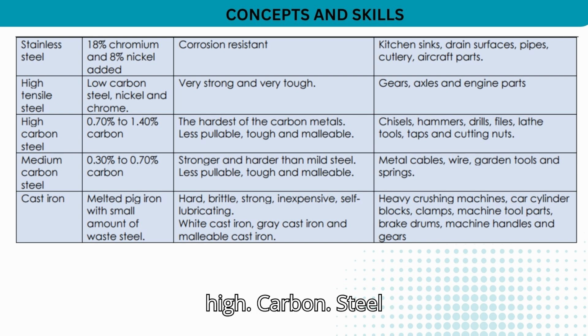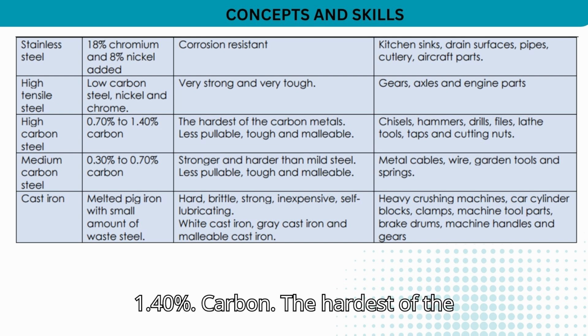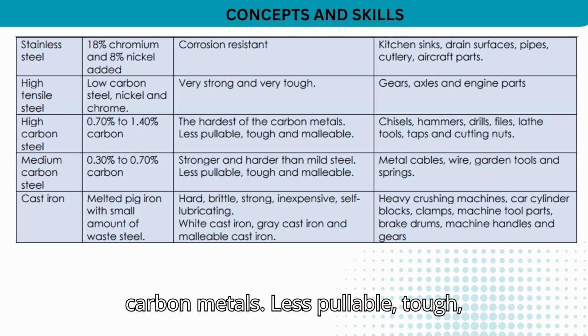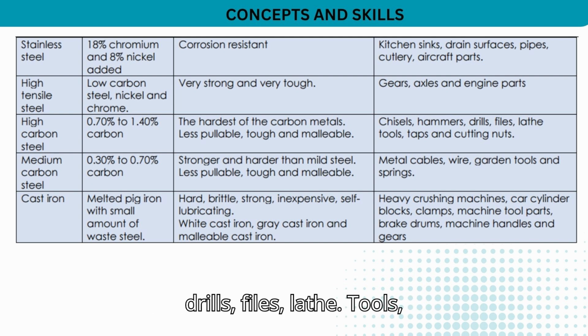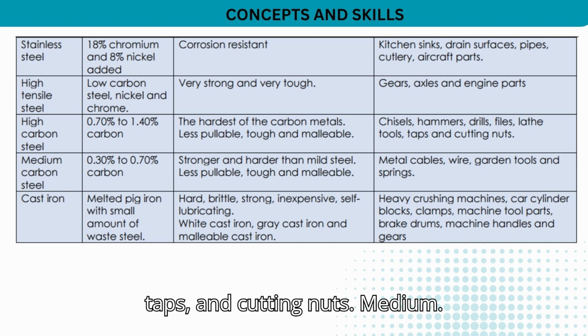High carbon steel. 0.70% to 1.40% carbon. The hardest of the carbon metals. Less pullable, tough and malleable. Used for chisels, hammers, drills, files, lathe tools, taps and cutting nuts.